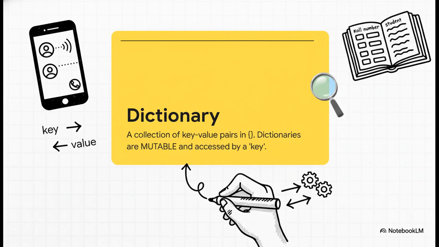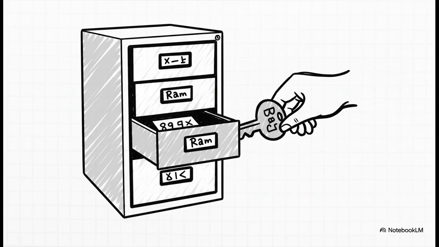And here's the best part. It's mutable. That means we can change it anytime we want. Just look at this example. We've made a small dictionary to store marks. Mohan is a key, and his marks, 95, is the value. Now, if I need to find out Ram's marks, I don't have to count 1, 2, 3. No, I just ask the dictionary for the key, Ram, and boom, it gives me the value 89. So much smarter, isn't it?